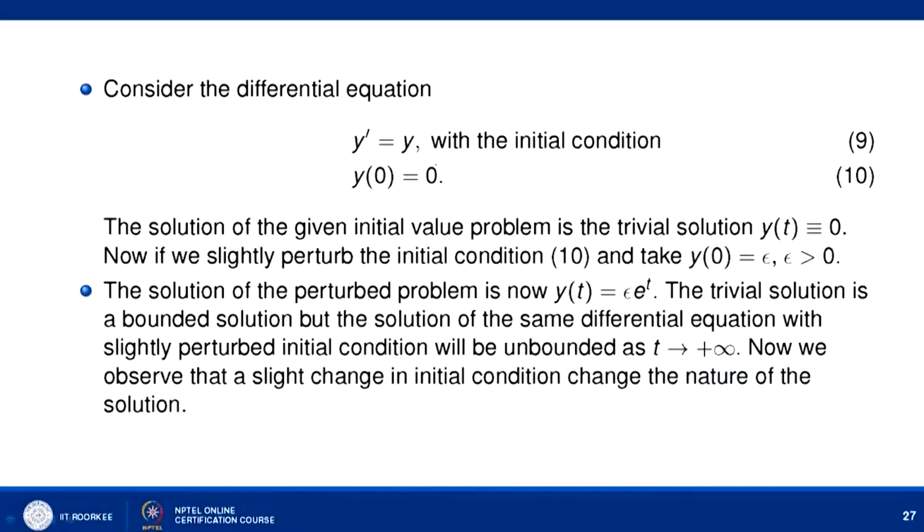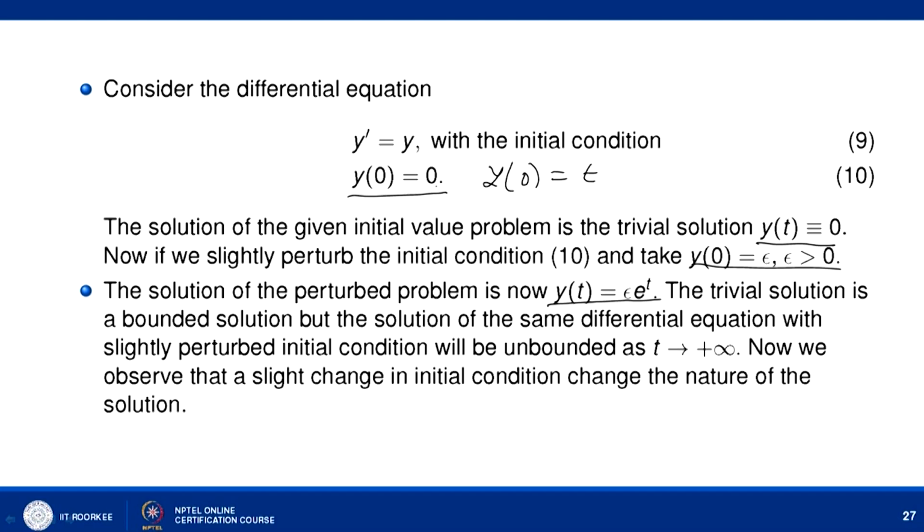We have y' = y with the initial condition y(0) = 0, and we can simply find the solution, which comes out to be y(t) = 0. But if we perturb this initial condition by an epsilon, so in place of y(0) = 0 we have y(0) = epsilon, where epsilon is greater than 0, then the solution of the perturbed problem is now y(t) = epsilon e^t.